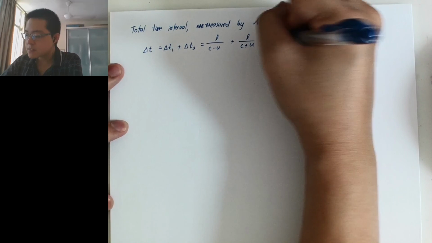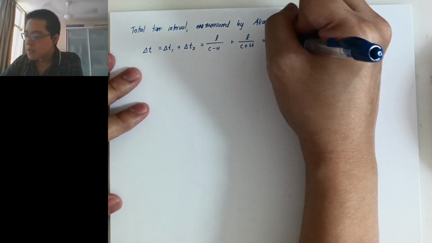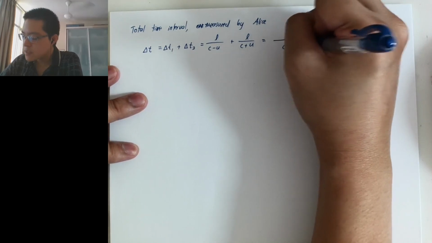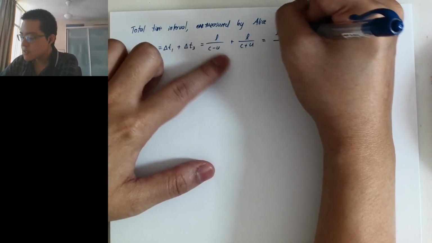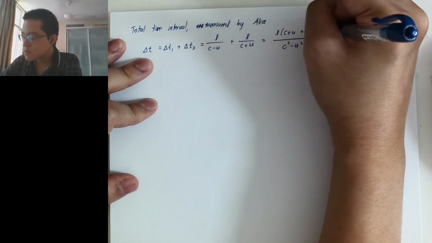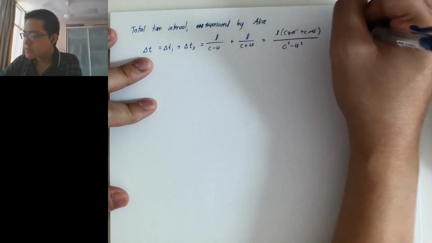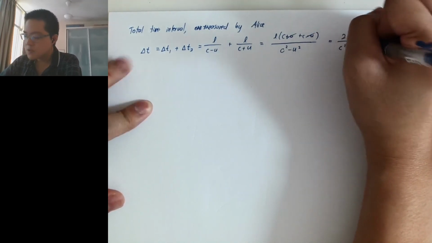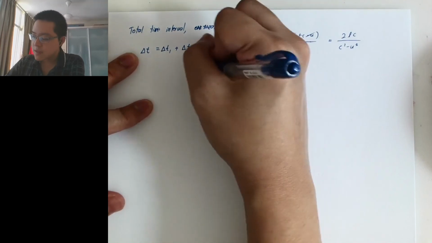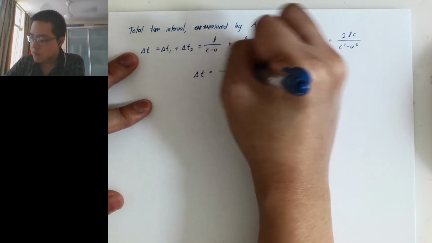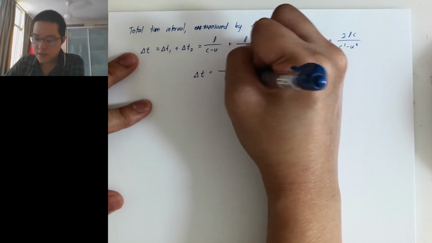Okay, so let me now simplify these two expressions. If I multiply the two denominators with each other, I'll just get c squared minus u squared. Then this is L times (c plus u), and that's another L times (c minus u), so plus c minus u over here. Okay, so I can cancel the u, and this is 2Lc over c squared minus u squared. So this is delta t. The time measurement according to Alice is 2Lc over c squared minus u squared.